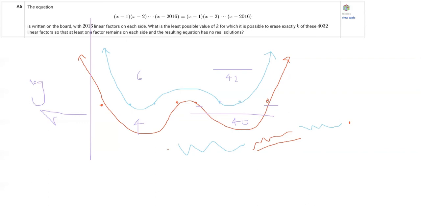Here I'm starting to get closer and closer to the idea of majorization. So the reason I want to first remove this negative number set is because now that I think about it, the red set of roots majorizes the blue set of roots.